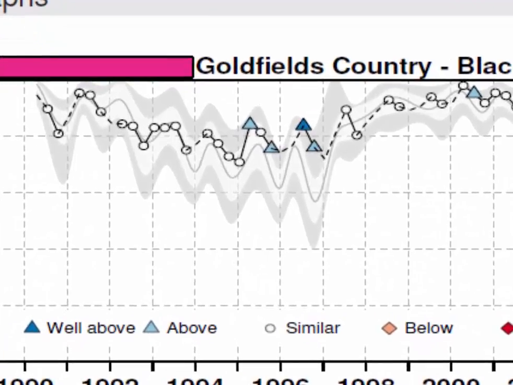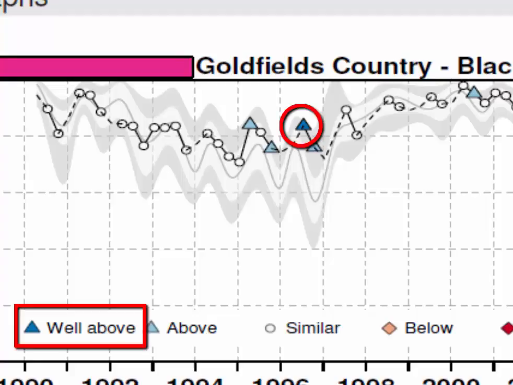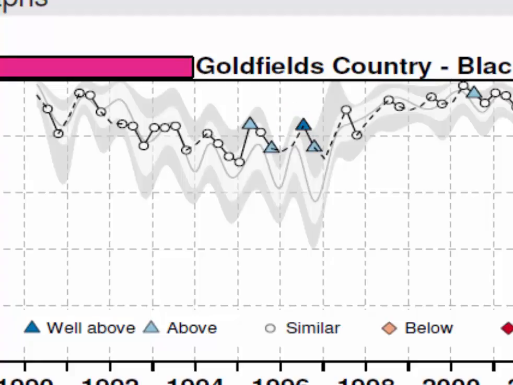If the cover in our paddock at some point falls above the upper grey band, VegMachine adds one of these dark blue triangles. This just means that the average cover in this land type in our paddock is well above levels expected for the region. If the line falls inside the upper grey band, we call it above expected levels of cover, and it's tagged with a light blue triangle.